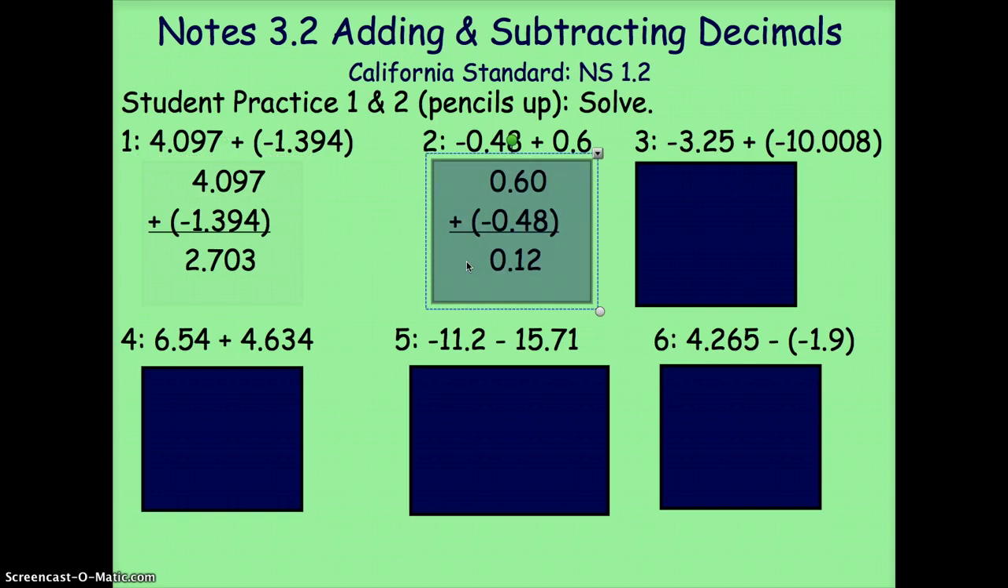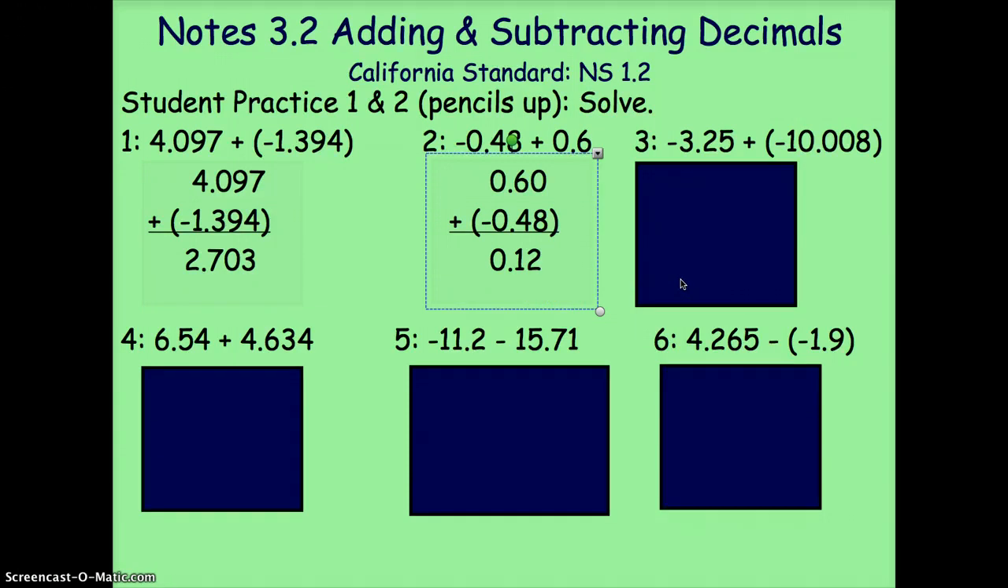Problem number 2, again, I am secretly subtracting, and it does end up being positive because 6 tenths had the greater absolute value. Notice I added a 0 on there to help line up my decimals. My final answer is 0 and 12 hundredths. Don't forget, you do need this 0 in front of the decimal point because that is the bodyguard. You can never just start off with a decimal point. You always need some digit in front.